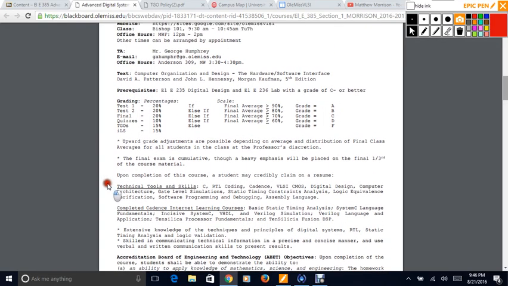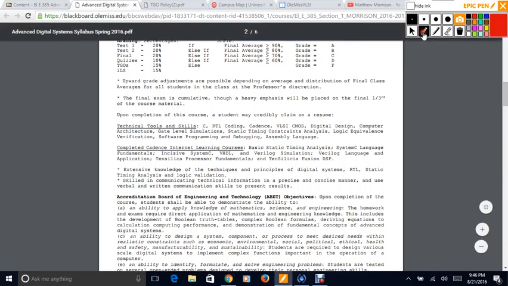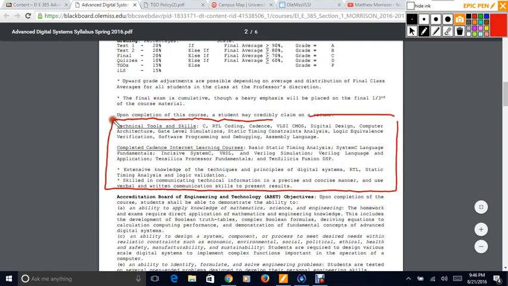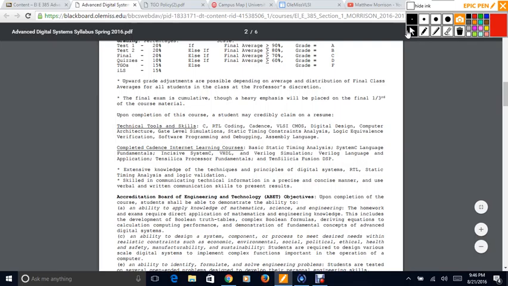Additionally, upon completion of the course, you may credibly claim on a resume these items. So these are what you can actually put into your resume to indicate that you have certain technical tools and skills, that you have completed these certain Internet Learning Services from Cadence, and that you can actually complete these specific tasks. And we will actually do a lot of resume development in this course.